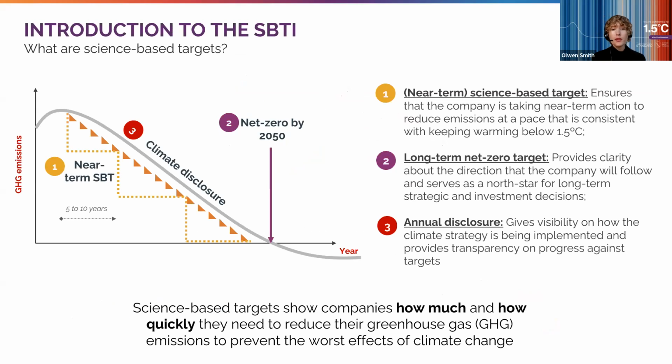Looking at the time frame of targets, there are two kinds of targets. The first, as shown on the slide here, are near-term science-based targets. These span 5 to 10 years, and these are the kinds of targets which the SBTi first developed when it was set up back in 2015, and which companies have been setting since the inception. And the second type are longer-term or net zero science-based targets, and these are a relatively new kind of target, only having been launched late last year, and that's going to be the focus of this presentation.